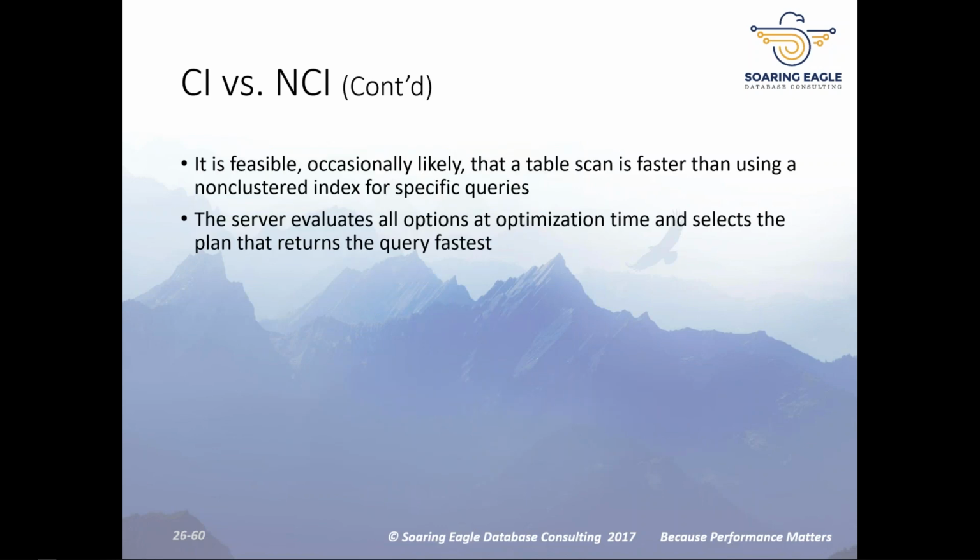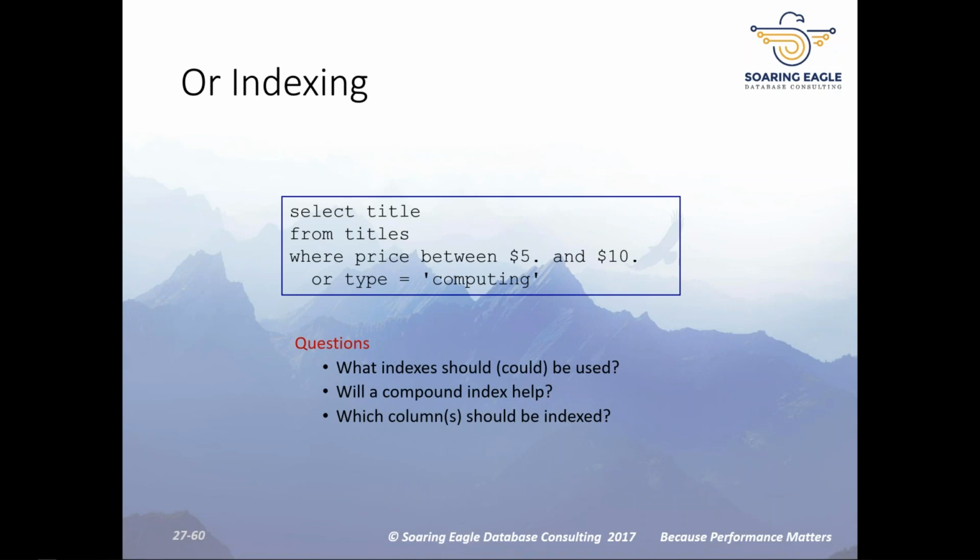So it is feasible, even likely, that a table scan may be faster than the non-clustered index. The server is going to perform the math on that at optimization time.